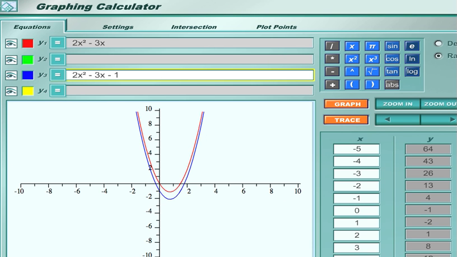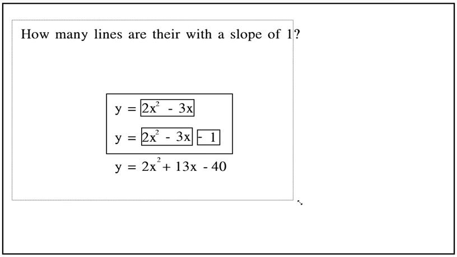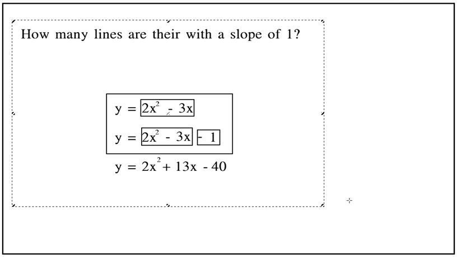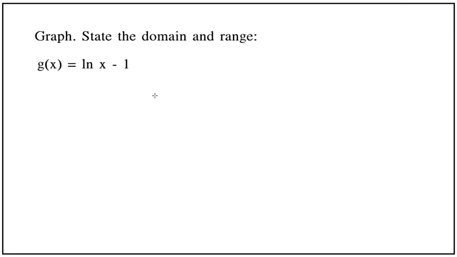So that's the idea of translations, and that's going to play large in my discussion of this particular problem from the 9.5 section on logarithms, which is right here. They ask us to graph, this is problem 66, they ask us to graph and state the domain and range of this function right here. And it is natural logarithm minus 1.